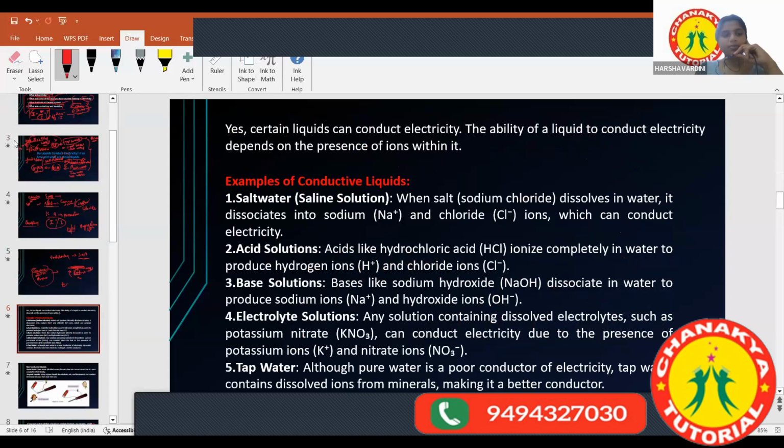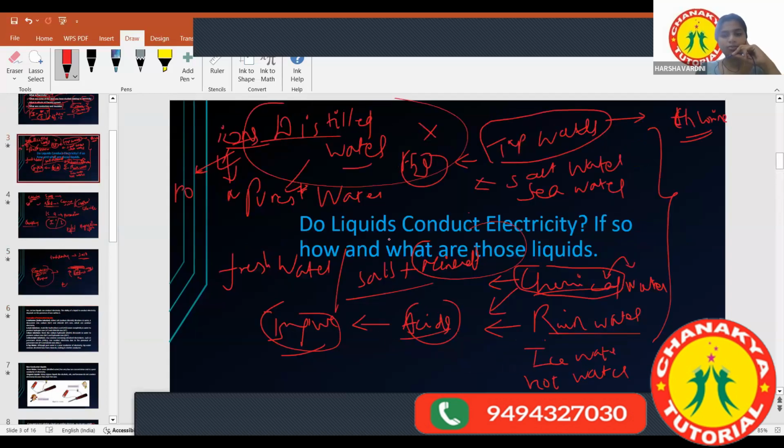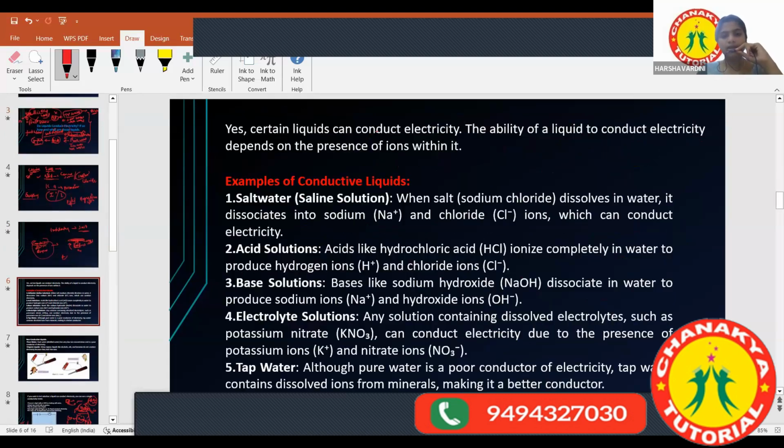Now going to one experiment. So the question was, do liquids conduct electricity? You people answered that. Yeah, they conduct. Certain liquids can conduct electricity. The ability of a liquid to conduct electricity depends upon the presence of ions, as we discussed, right? We can see examples like salt water, saline solution. When sodium chloride dissolves in water, it dissociates into sodium and chloride ions. And acid solutions, like last year I told, acids like hydrochloric acid ionize completely in water to produce hydrogen ions and chloride ions.